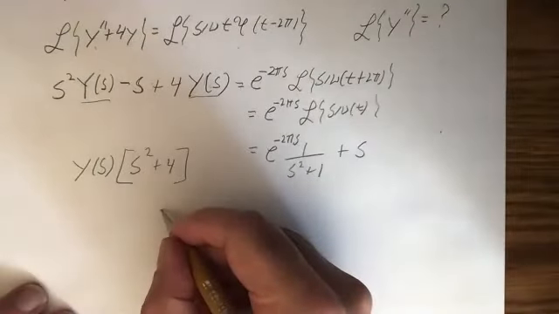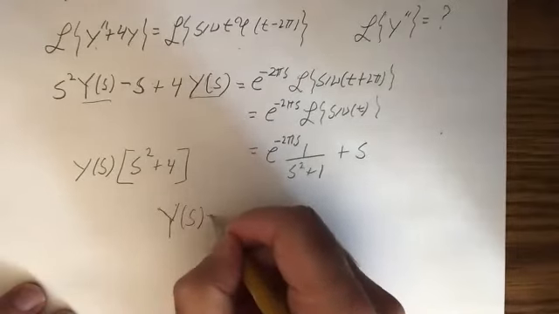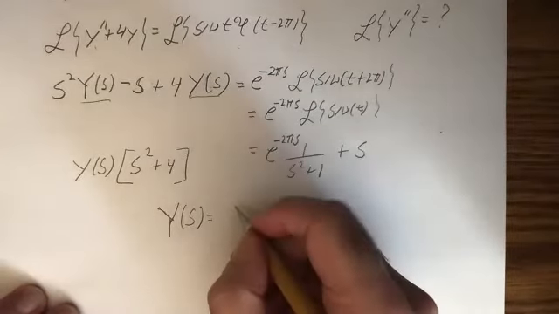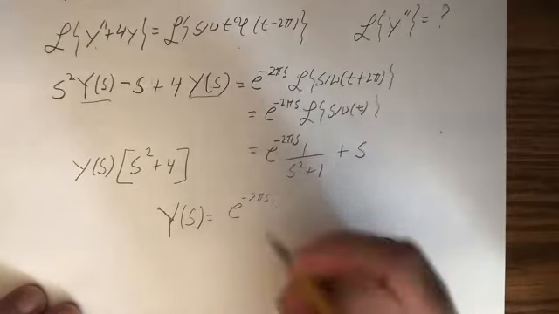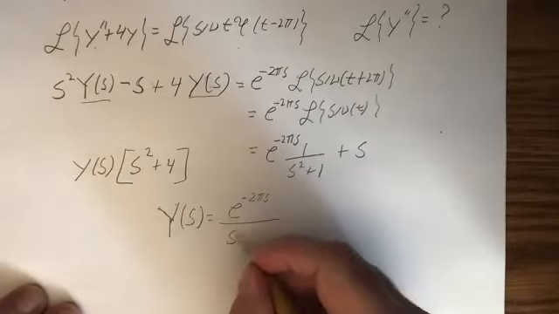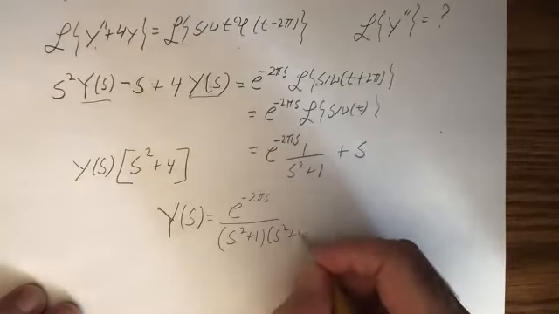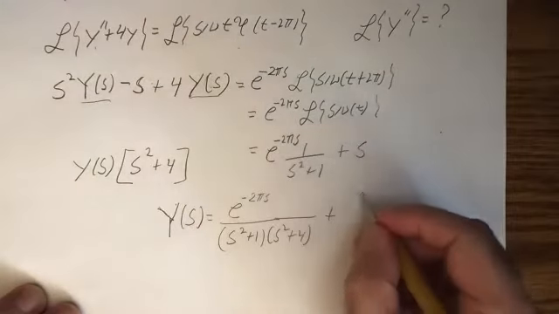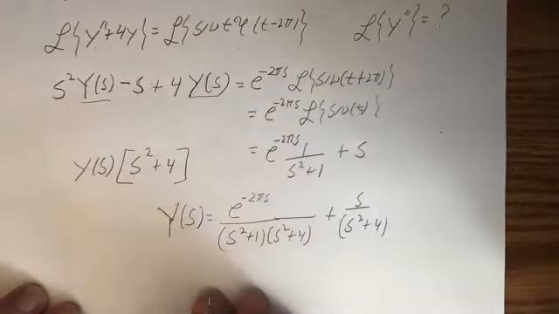I got Y of s is equal to e to the minus 2 pi s over s squared plus 4, plus s over s squared plus 4. Okay, all right. Now what do we do?